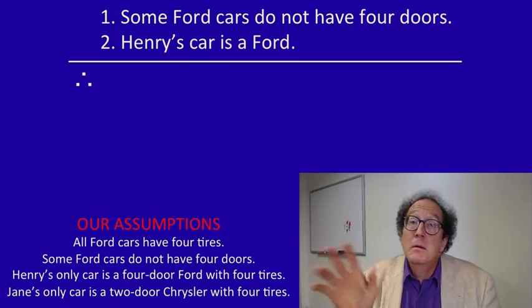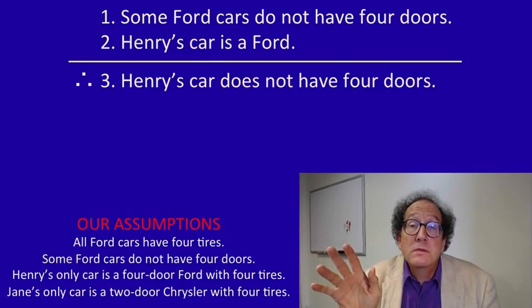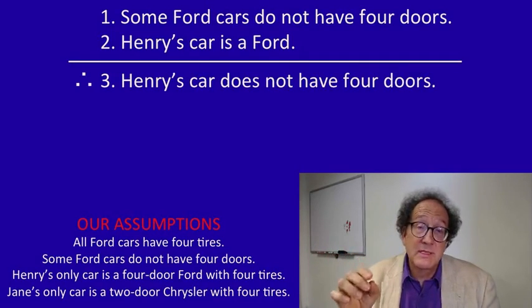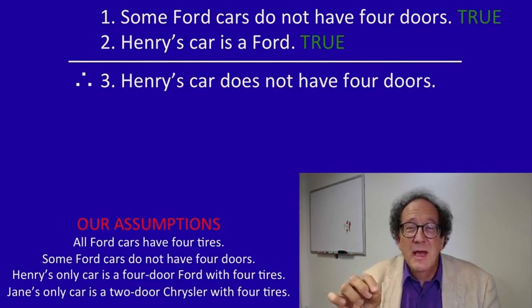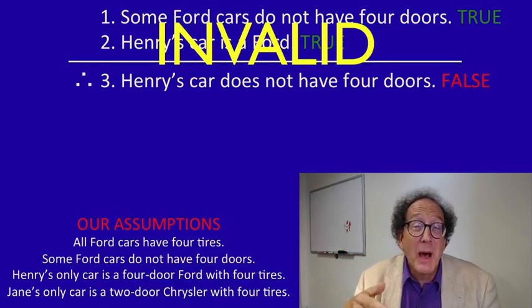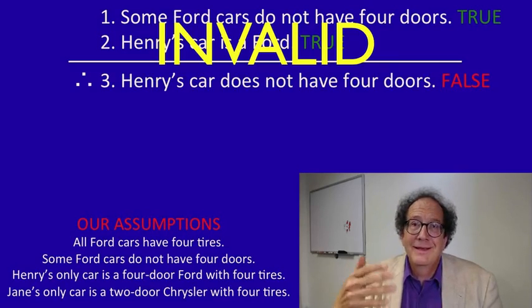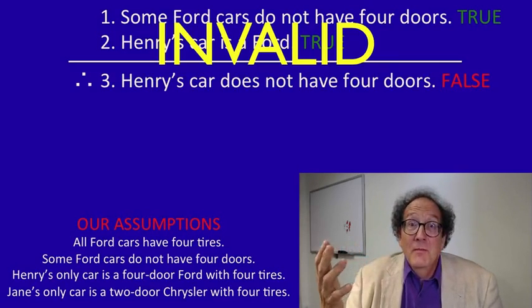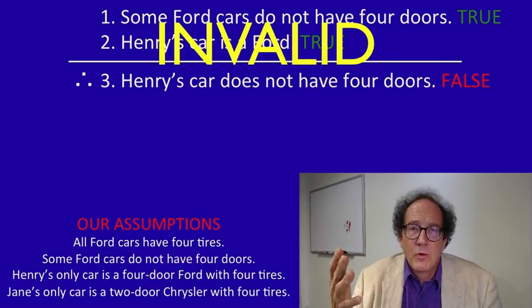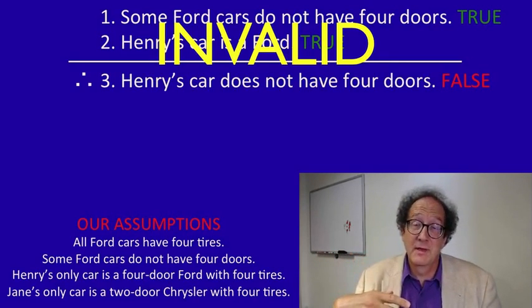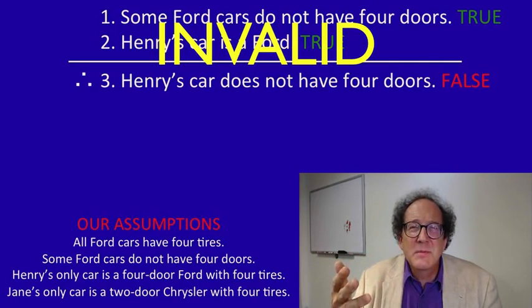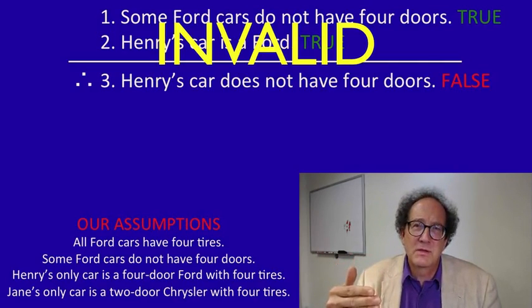Conclusion. Henry's car does not have 4 doors. The premises, by our assumptions, are both true, and the conclusion's false. And it's not valid because it's easy to see how it might be possible for the premises to be true and the conclusion false. It's simple. Even if some Fords don't have 4 doors, Henry's car is one of the Fords that does have 4 doors. And then both the premises can be true and the conclusion's false.